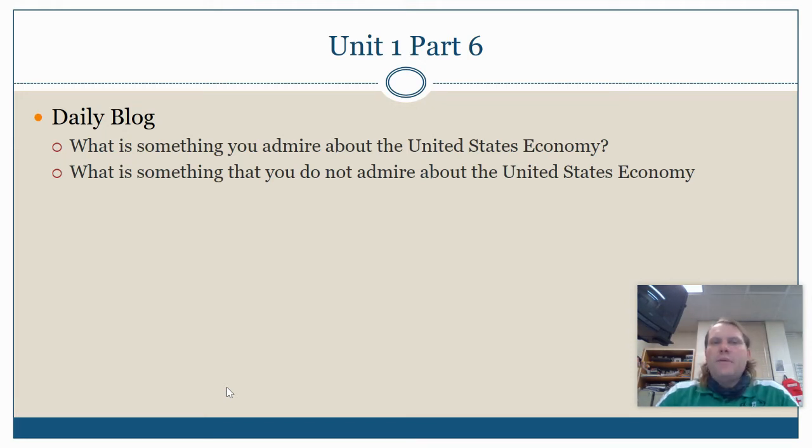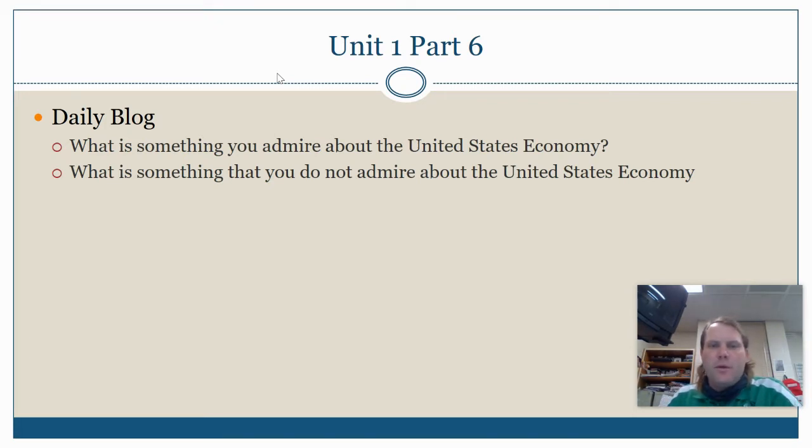Some common answers that we get: the admiration of the U.S. economy probably goes back to the cliche of being able to accomplish the American dream. Accomplishing that probably isn't as easy as we would like it to be sometimes, but obviously everybody has a shot. As long as you're in it and working hard, you do have a shot to be successful, whatever your definition of successful would be.